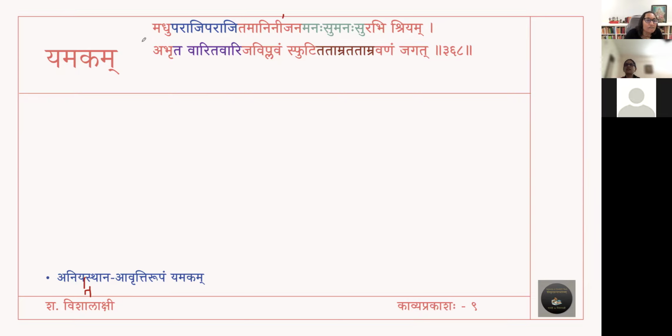Okay. This is where the first pada splits. After the first two letters, from the third letter, letters 3, 4, 5 are repeated. Here also 3, 4, 5 are repeated. In the third pada, abhr, you leave out the first two letters, and 3, 4, 5 are repeated. The same goes with the fourth pada, Sphuti, tatamra. Okay, it need not be arthavat in Yamakam.